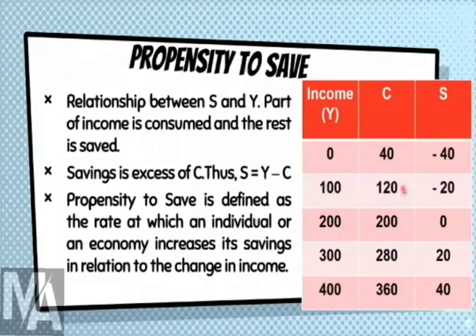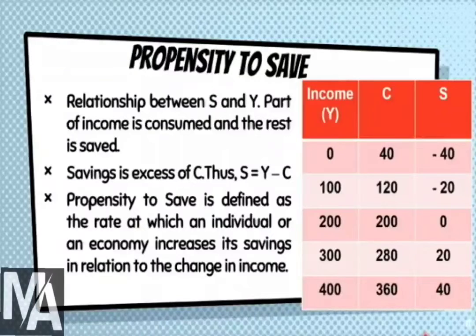As income is increasing, consumption is also increasing, but then we also have savings as well. Initially it was minus 40 and minus 20, it reached the break even point and then it increases up to 40. So one part of income is consumed and whatever is remaining is called savings. So savings is nothing but the excess of income over consumption, and so S is equal to income minus consumption. You take any point here, for example 400 is the income, from that we have consumed 360 units and so whatever is remaining is called savings.